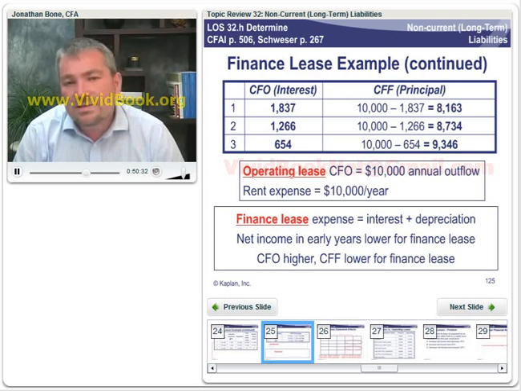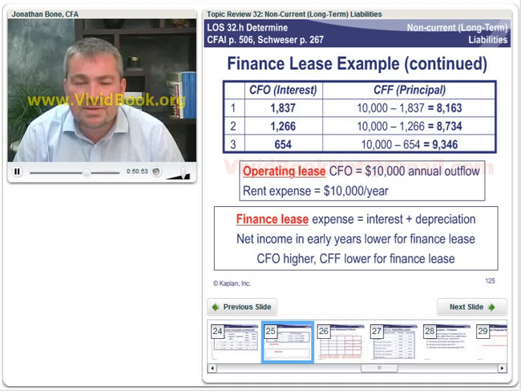Now, what is the total impact of a finance lease on the income statement? We need to be a bit careful on this. It's not just the interest element, but it's also depreciation. Now, notice it says net income in the earlier years is likely to be lower for finance leases compared to operating leases, but the reverse is true in later years.